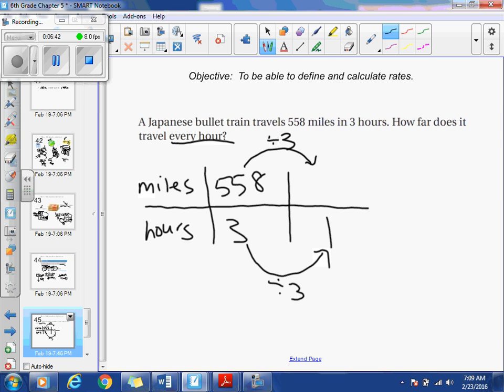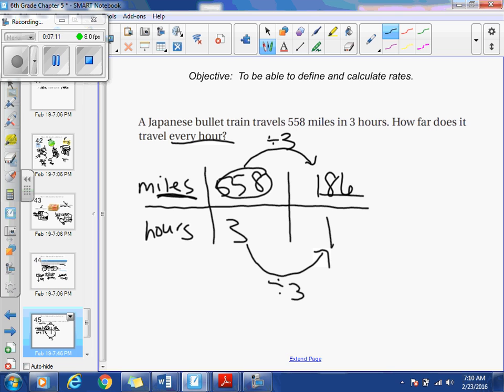It's kind of common sense. If your time gets divided by 3, then the amount of miles that you can go also needs to become less. It needs to be divided by 3. So if I do 558 and I divide it by 3, a calculator is totally fine to use on this, right? 186. What does that mean? Miles. So in 1 hour, a Japanese bullet train can go 186 miles.